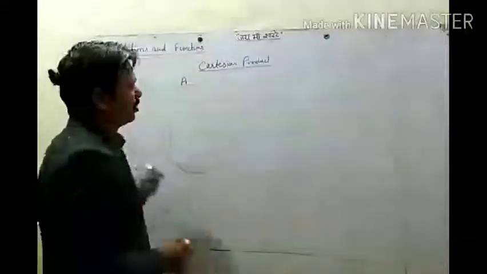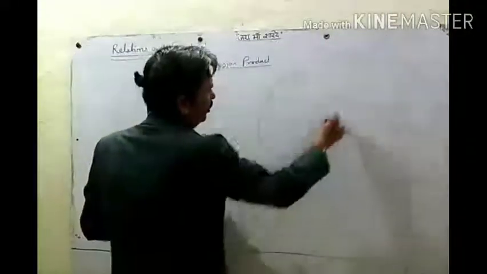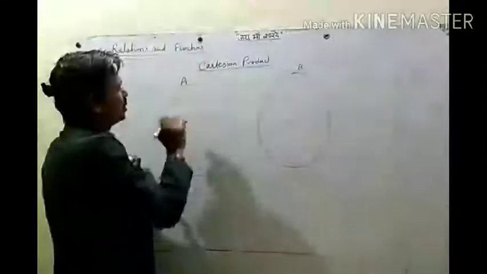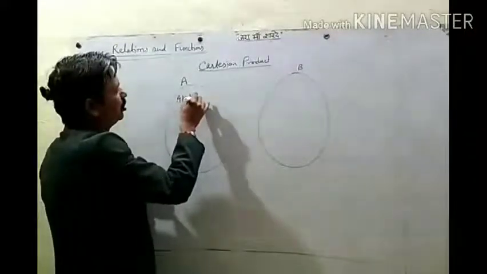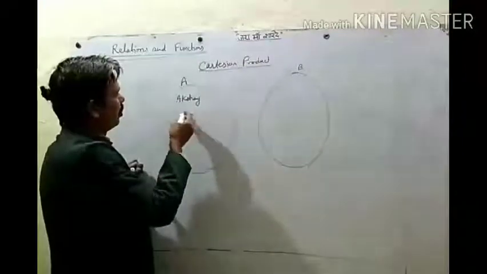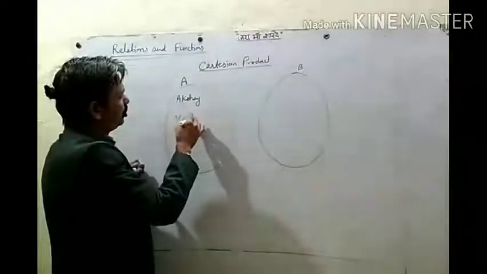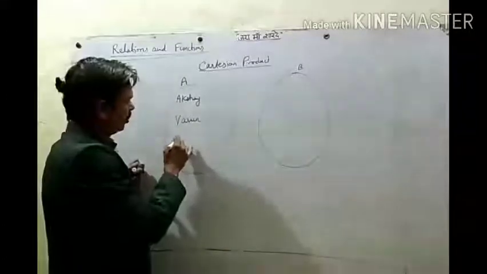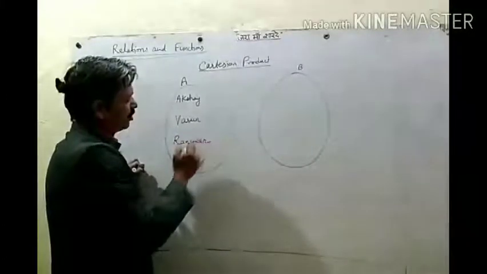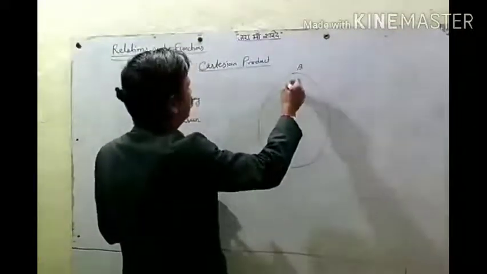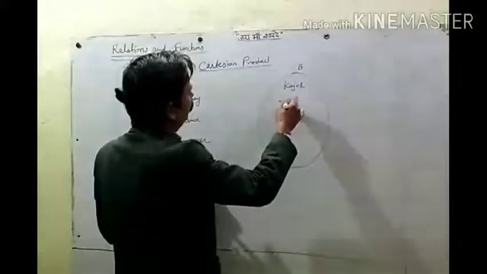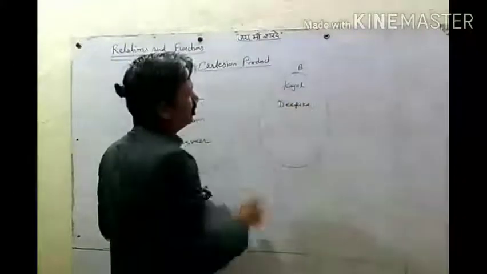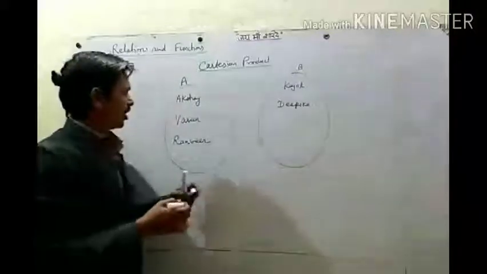Suppose one set is there, A, and another set B. The set A is a set of some actors. Suppose Akshay Kumar, then Varun Dhawan and Ranveer Singh. And set B is a set of actresses. Suppose we take Kajol, then Deepika. So only two actresses and three actors are there.